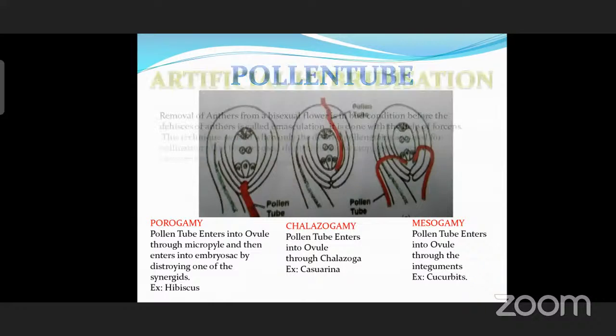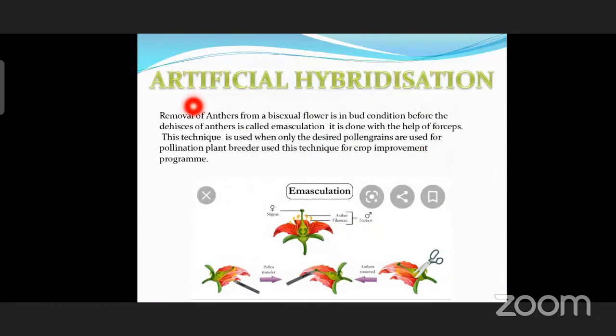And the next topic, artificial hybridization. So do you know, students, what artificial hybridization is?